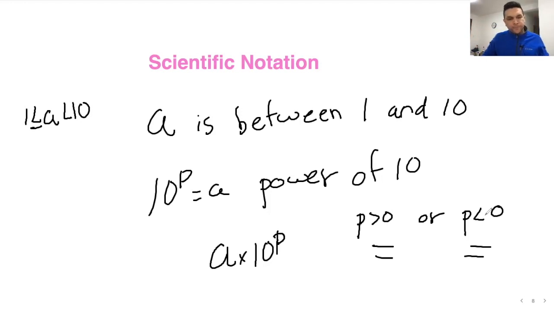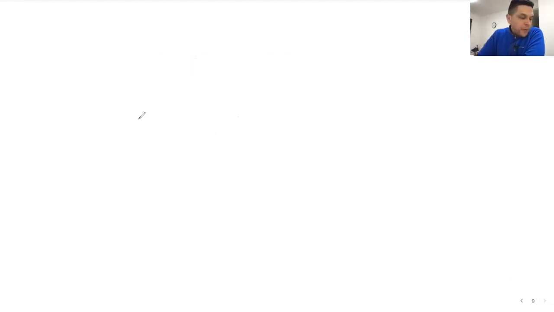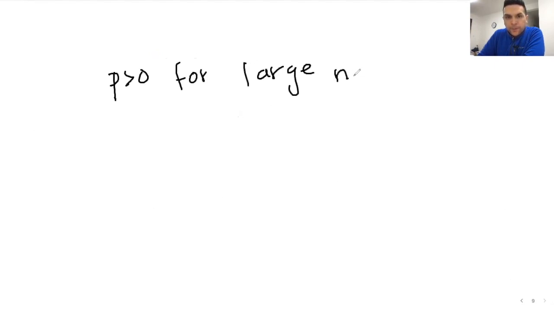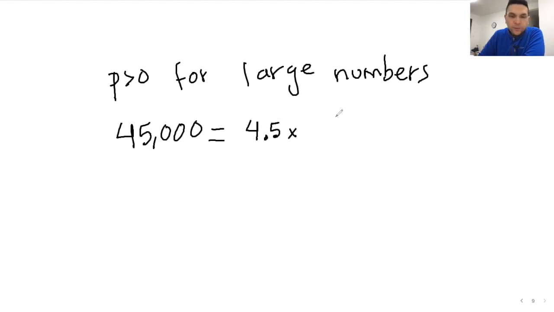For many of you, this is a review. For some of you, if you're not in my class, this may be something new for you. Let's see. So for large numbers, the power of 10 is going to be positive. So P is going to be greater than 0 for large numbers. For example, 45,000. How can I write that in a more compact way? Well, I use scientific notation, and that's going to be 4.5 times 10 to the fourth power.